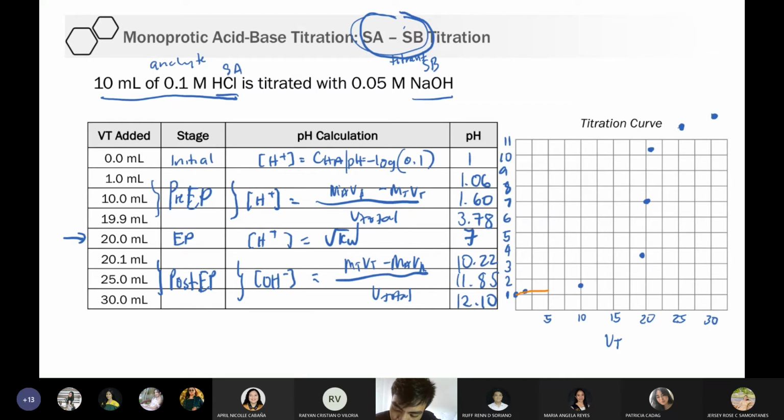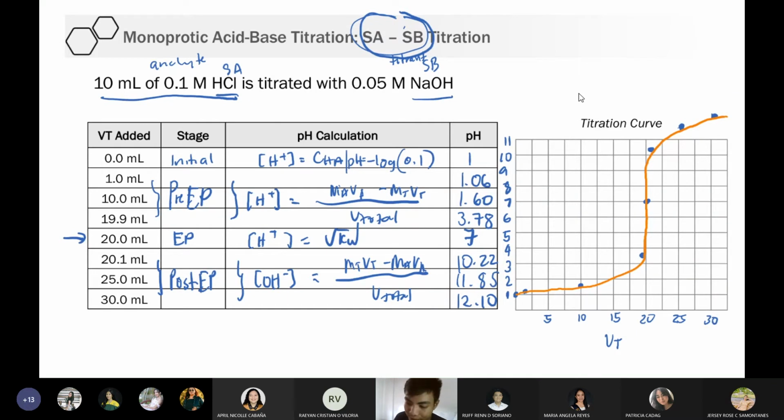Okay, so yan. If you draw the curve, you will see the distinct shape, the S shape. Diba? Amazing. Okay, so that's the strong acid, strong base titration. Again, we call this region wherein there is a sudden change in the slope the inflection point, and in the inflection point, you will find the end point.